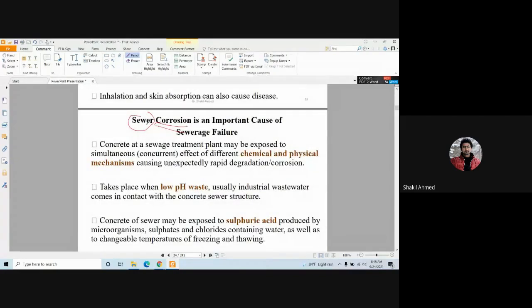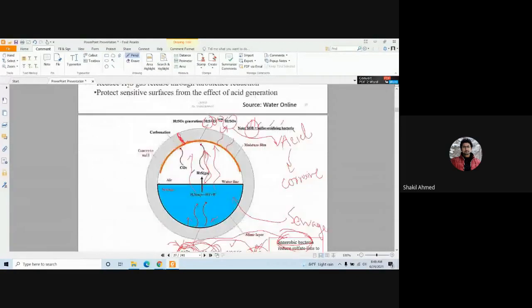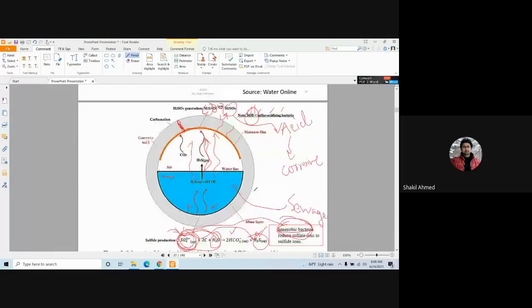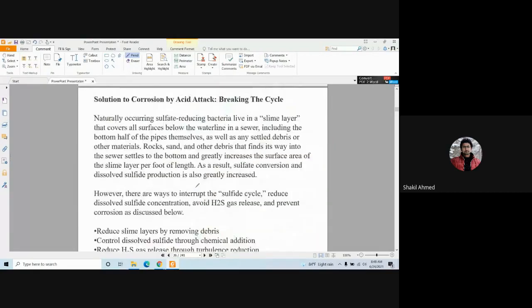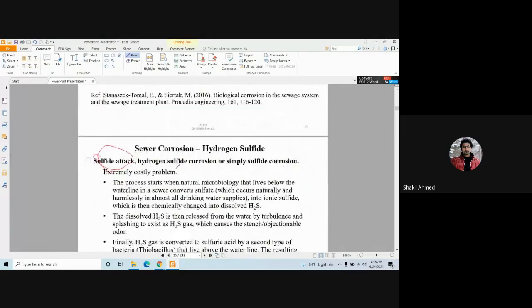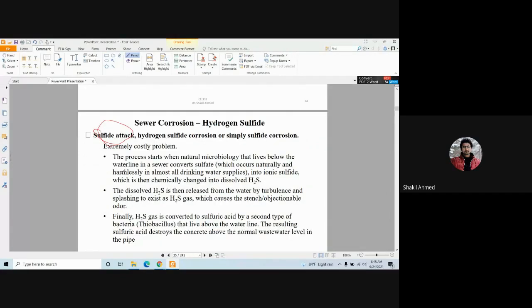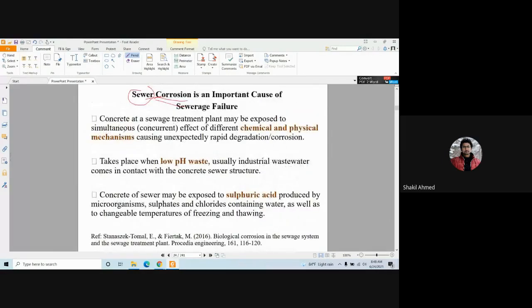So this is called sewer corrosion through sulfide attack, because this is happening because of sulfide as well as the bacteria. So, microbially induced corrosion. Microbial means the bacteria, virus and other microorganisms. So this process has been discussed here.